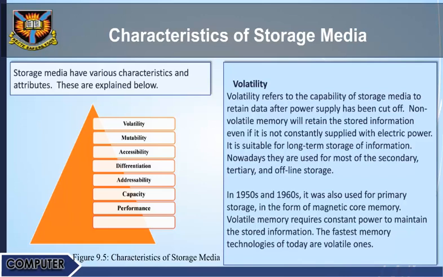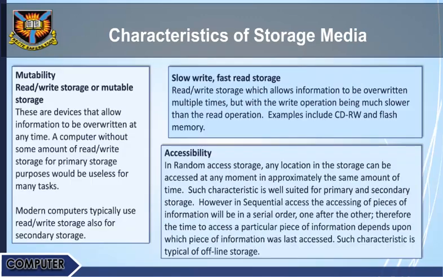Nowadays, they are used for most of the secondary, tertiary, and offline storage. In the 1950s and 1960s, it was also used for primary storage in the form of magnetic core memory. Volatile memory requires constant power to maintain the stored information. The fastest memory technologies of today are volatile ones.